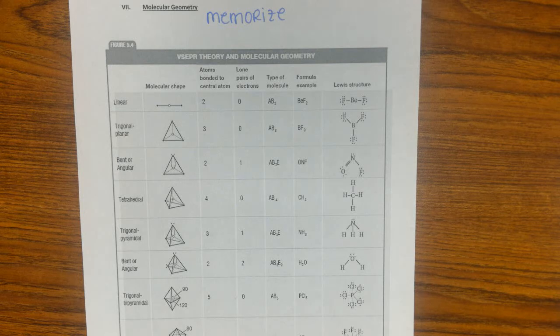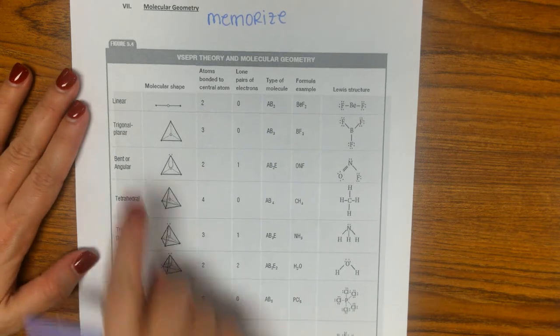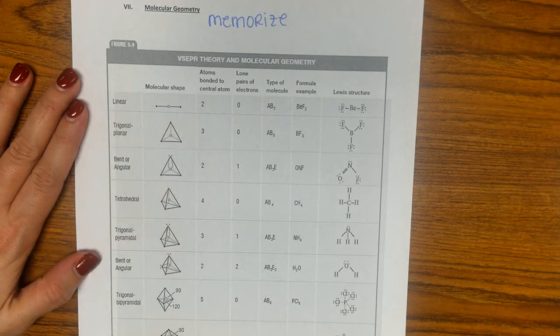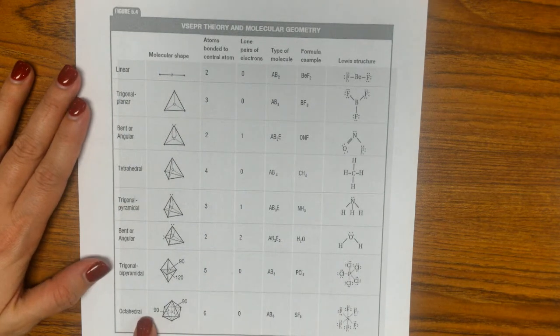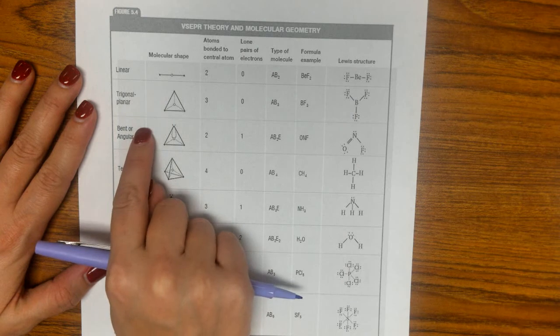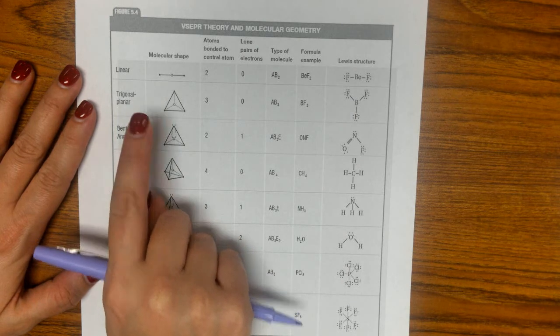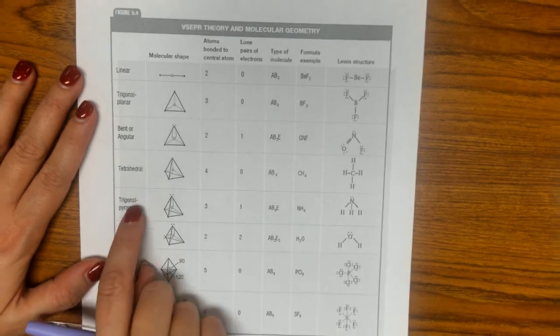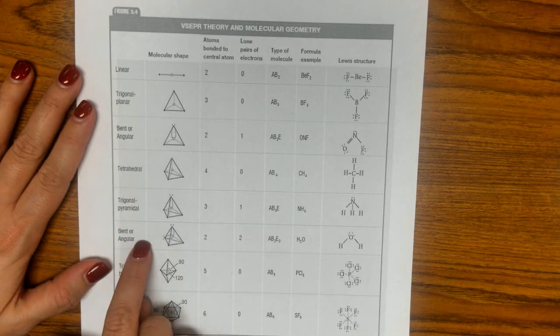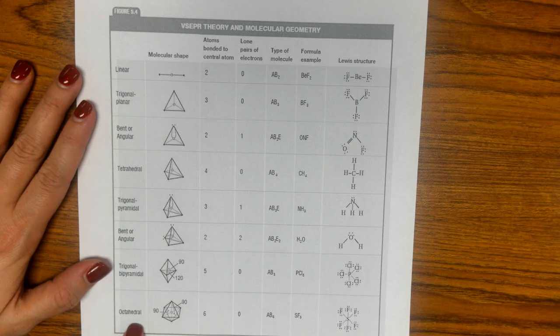And so how do we read this chart? These are the geometry names. So something can be linear, trigonal planar, bent, or angular. You can call it bent, you can call it angular, you don't say both. Tetrahedral, trigonal pyramidal, bent, trigonal bipyramidal, octahedral.